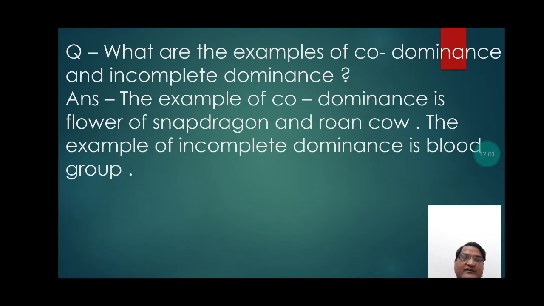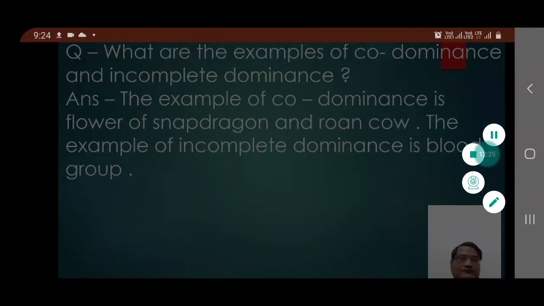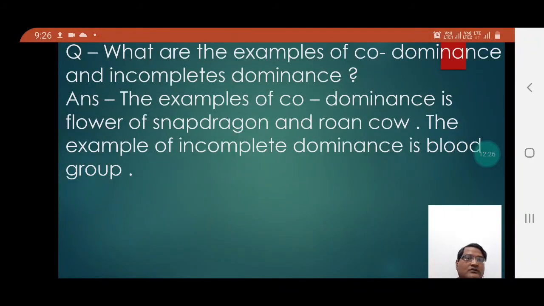Now students, let us discuss an important question. What are the examples of codominance and incomplete dominance? The example of codominance is flower of snapdragon and roan cow. The example of incomplete dominance is blood group. Thank you, students.